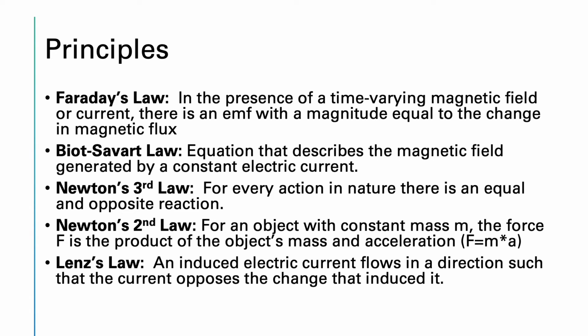Newton's third law states that for every action in nature there's an equal and opposite reaction. We used this when comparing the force on the loop from the magnet and the force on the magnet from the loop. And then Newton's second law, which states that for an object with constant mass m, the force F is the product of the object's mass and acceleration. We use this to help calculate the gravitational force on the magnet. And then finally we use Lenz's law, which says that an induced electric current flows in a direction such that the current opposes the change that induced it.